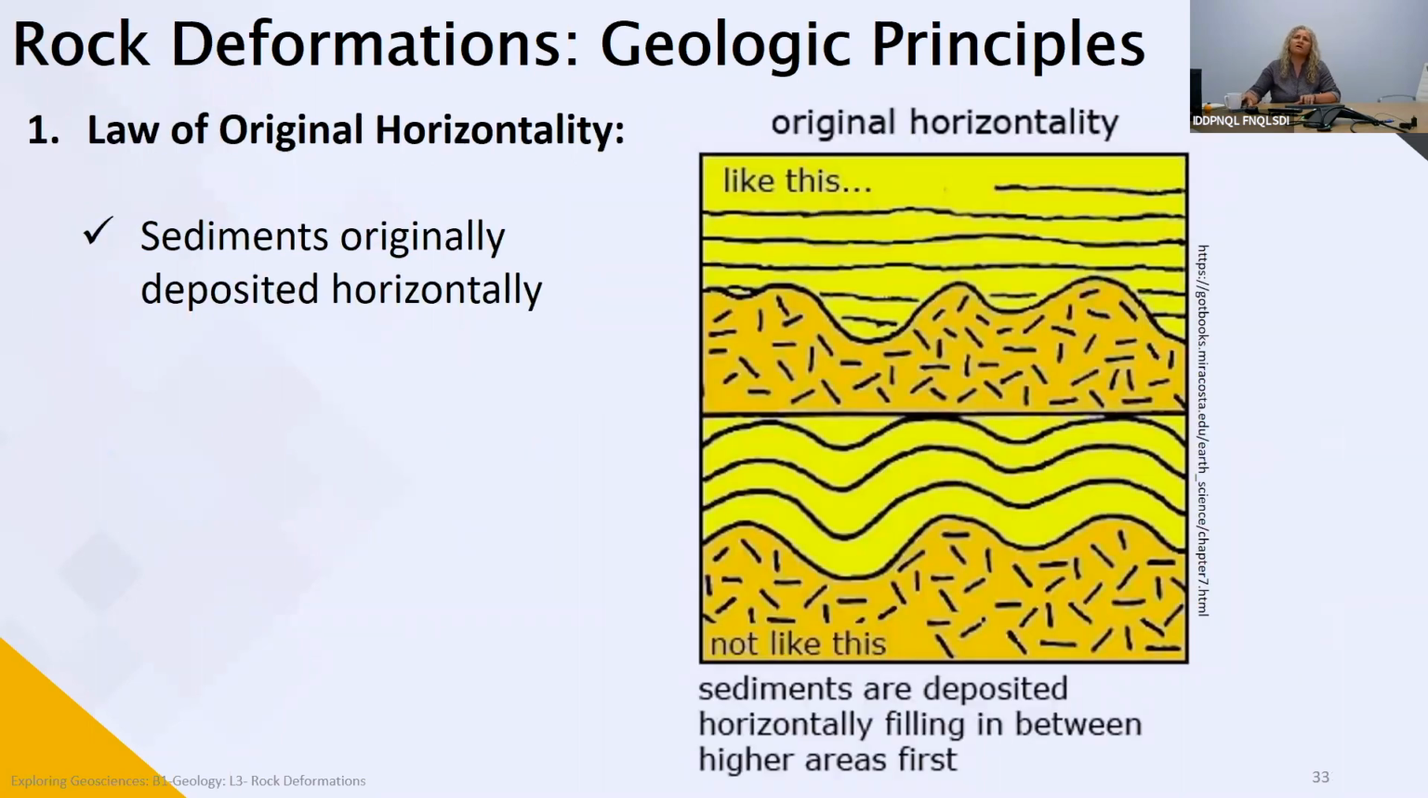Example here, the law of original horizontality. At the top, we see a previous deposit and the sediments which naturally deposit horizontally on top. So it would deposit as in this example, and they would never deposit like this. This, we would know right away, means that the rocks from above would have been deformed.